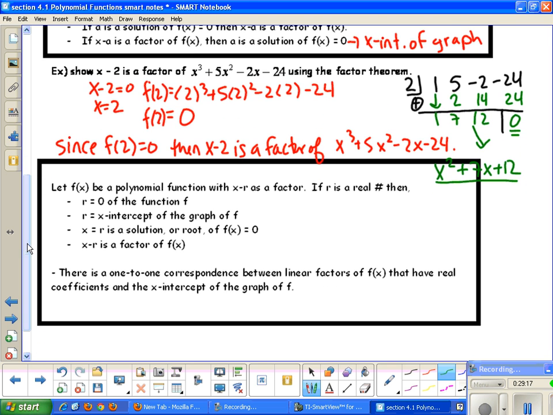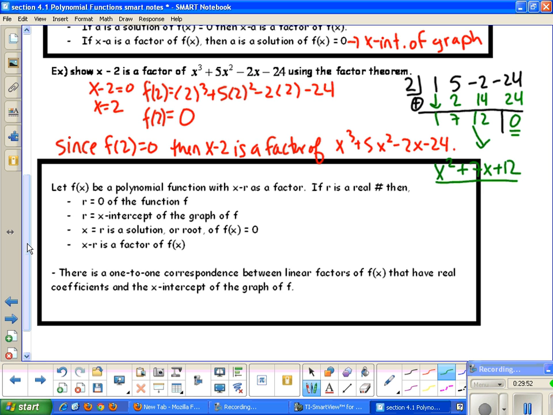The next part says, let f of x be a polynomial function with x minus r as a factor. If r is a real number, then r is a zero of the function. It also means that r is an x-intercept of the graph of f. R is also a solution, or sometimes we call solutions roots, of f of x equals 0. And x minus r is the way that we write the linear factor. And we did some of that in Algebra 2.